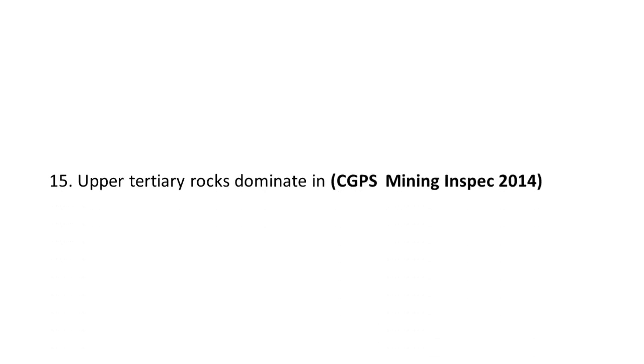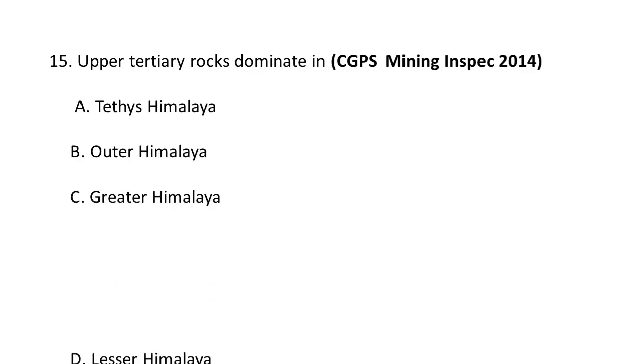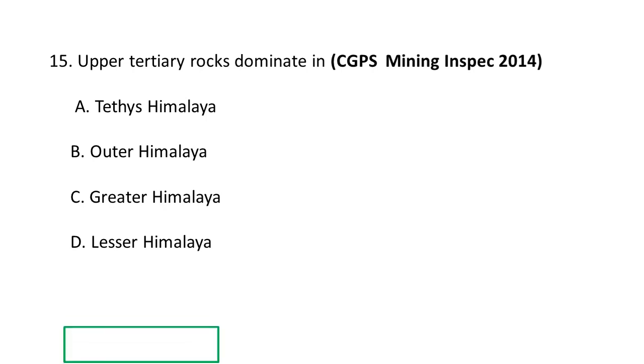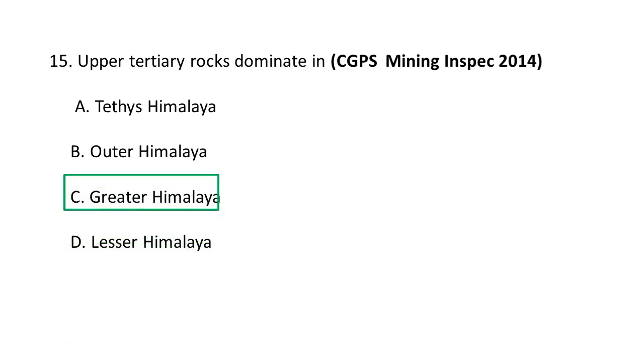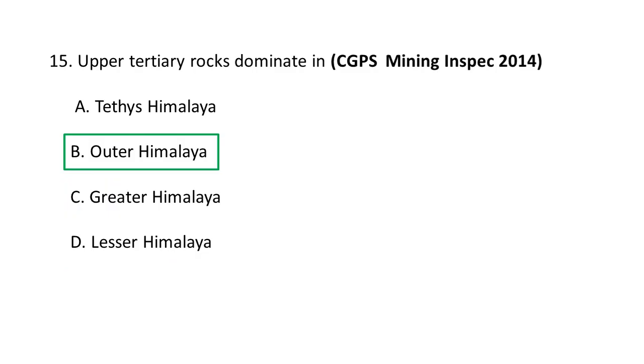Next question. Upper tertiary rocks dominate in A. Tethys Himalaya, B. Outer Himalaya, C. Greater Himalaya and D. Lesser Himalaya. Upper tertiary rocks dominate in Outer Himalaya.